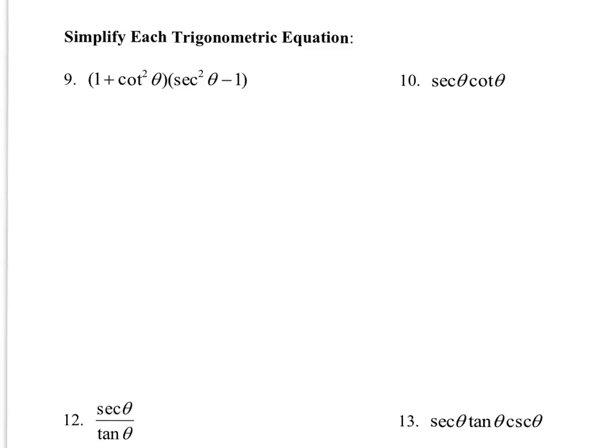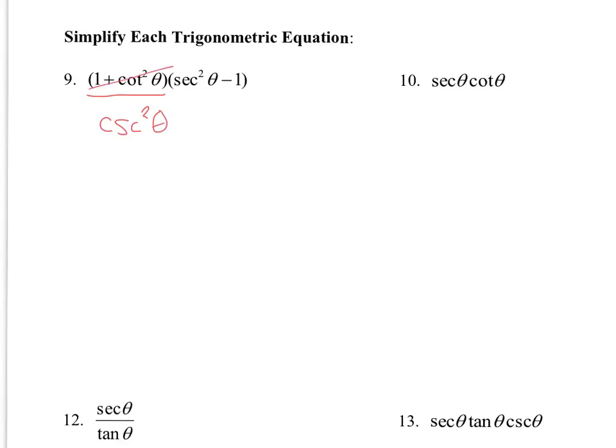When I'm simplifying trig equations, I want to look for my identities first, and then if I get stuck on that, I'm going to write things in terms of sine and cosine. So if I don't see an identity, then I'll keep going and write in terms of sine and cosine. So I know that 1 plus cotangent squared theta is one of our identities. So instead of writing 1 plus cotangent squared theta, I'm going to write cosecant squared theta.